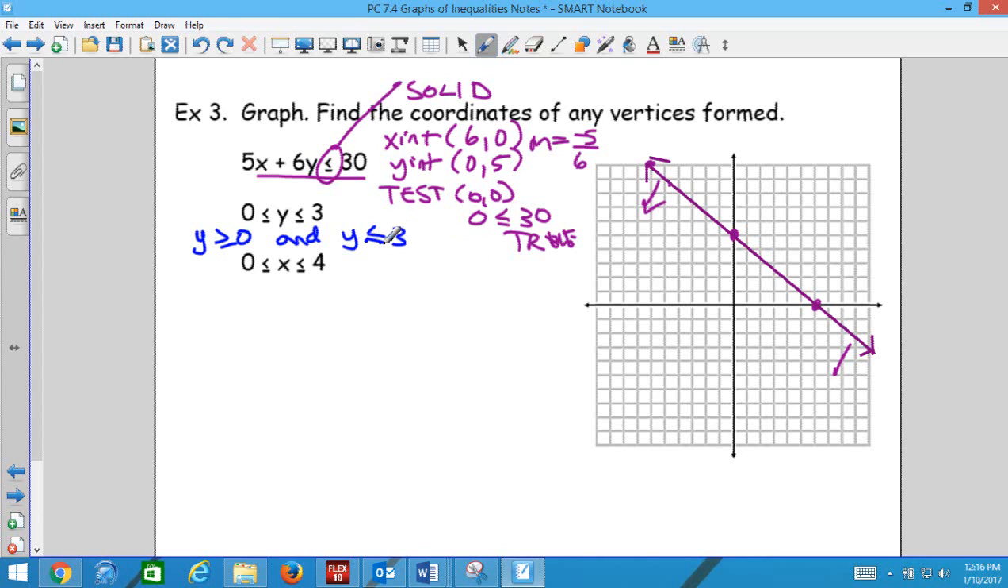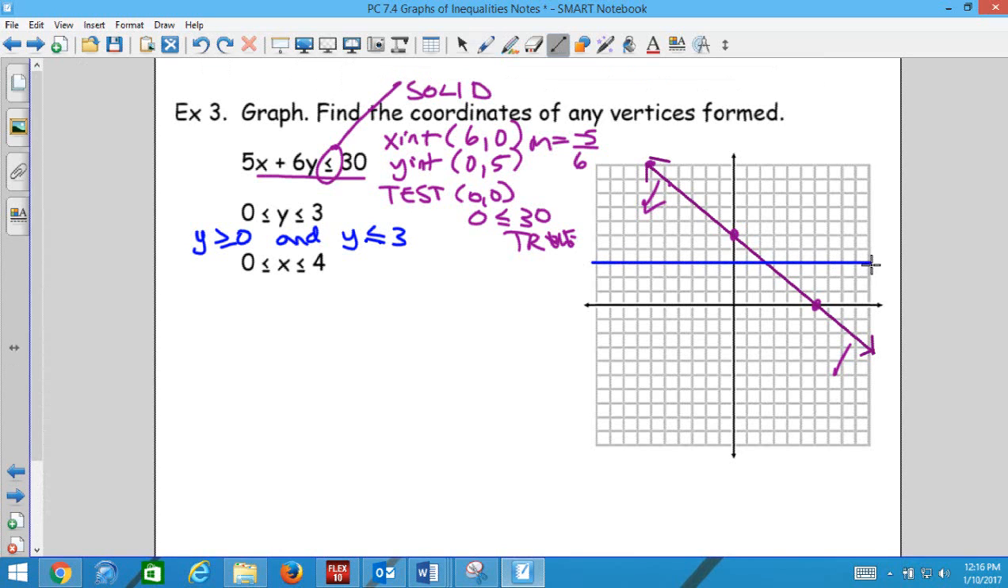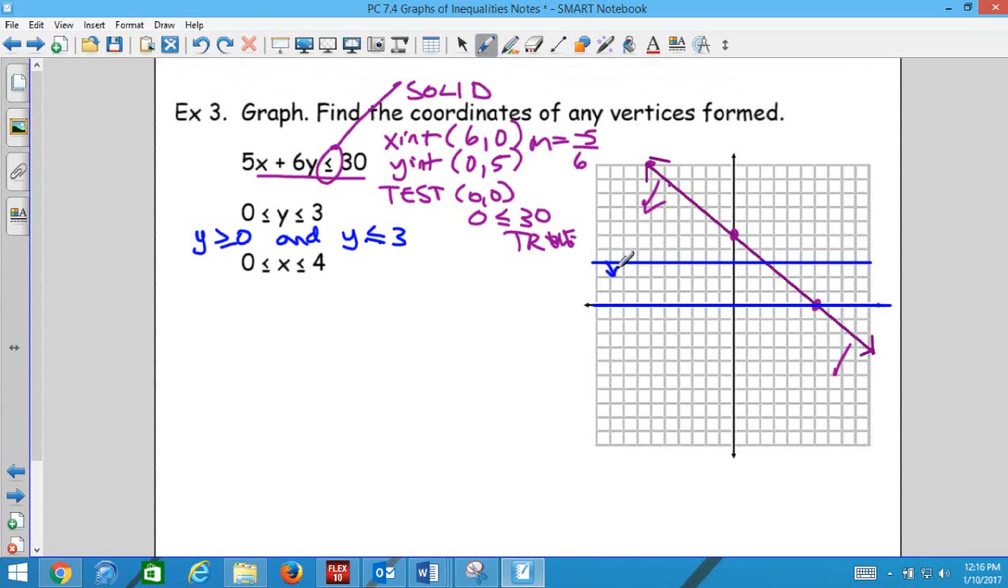So when we go to graph them, here's y. I gotta use straight lines, sorry. Bothers me not to. Here's where y is 3. Here's where y is 0. And where will I be shading? In between the two. I will shade in between those eventually.